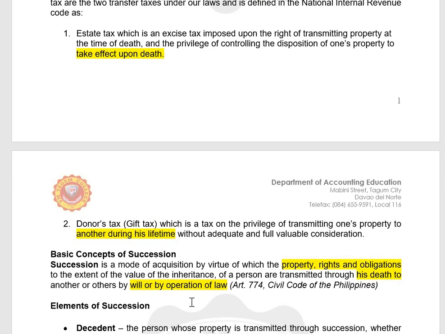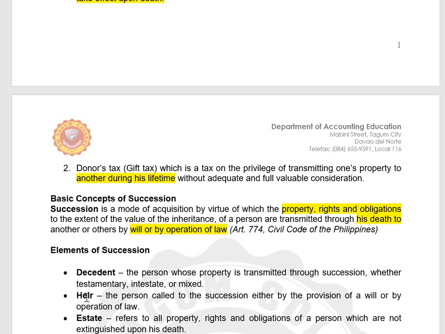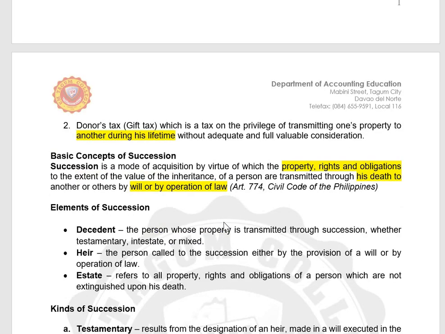Now, let's discuss the basic concept of succession. Succession is a mode of acquisition by virtue of which the property, rights, and obligations, to the extent of the value of the inheritance of a person, are transmitted through his death. Meaning kasi yung succession is subject to estate tax, kasi mag-take effect siya or matransmit siya upon death, to another or others by will or by operation of law.